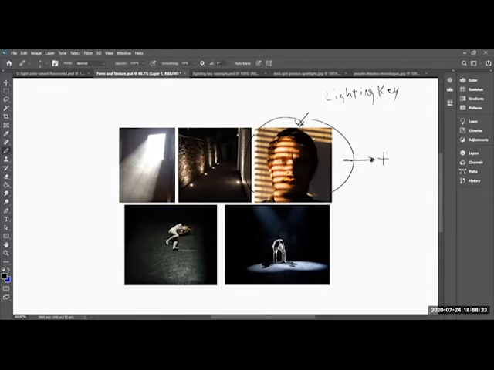However, that's not going to be quite enough information because that angle could be higher than his head or below his head, and that will have a different effect. So what we're going to do is tell that that's a medium angle, basically that the light's not below him or above him, but pretty much even with him. So we'll call that a medium angle.